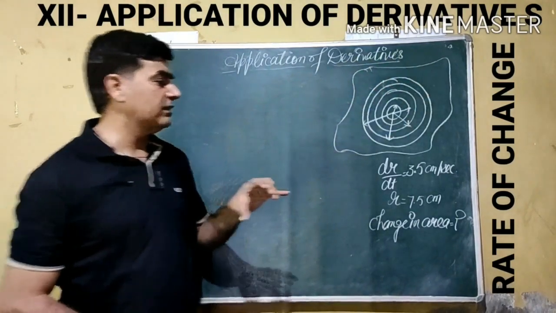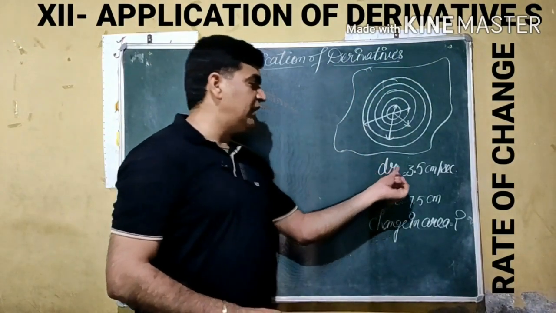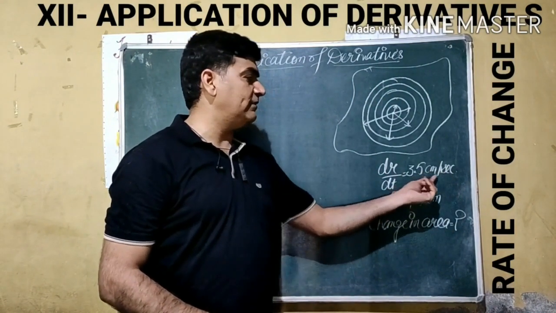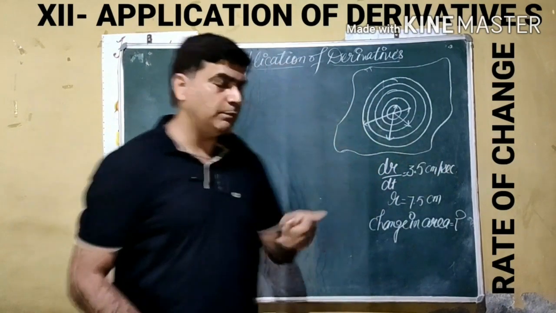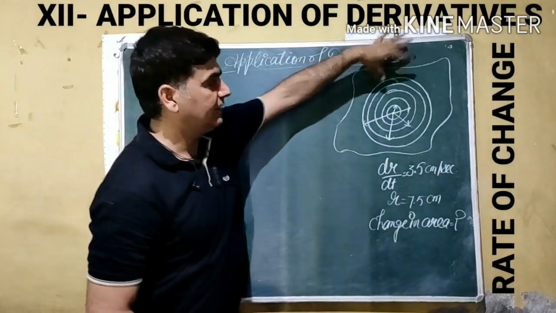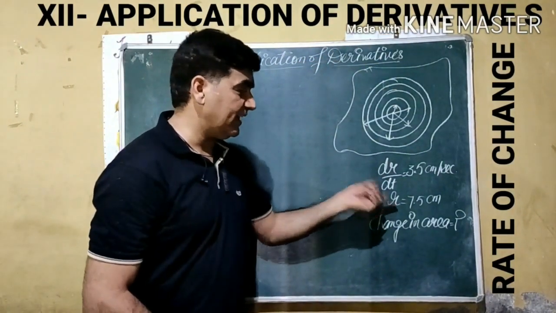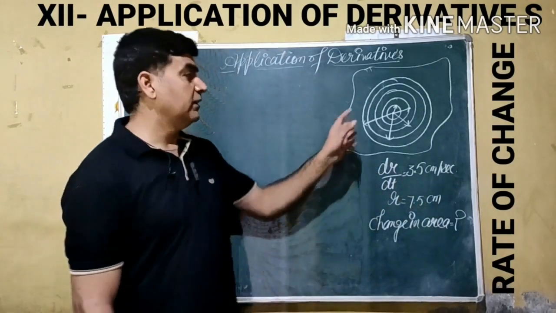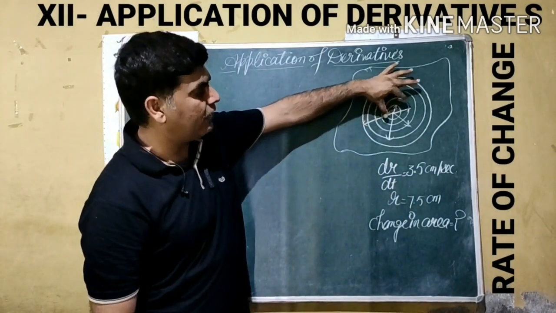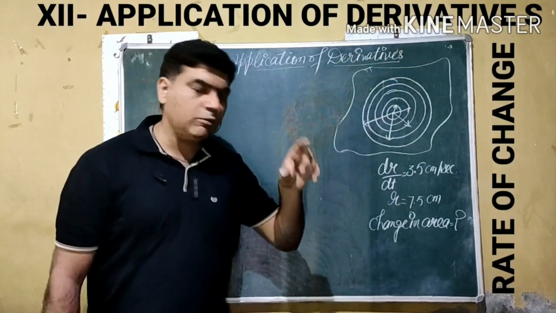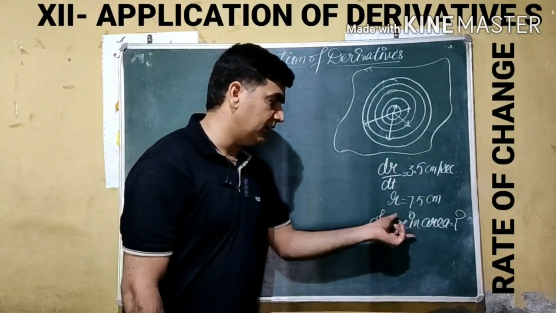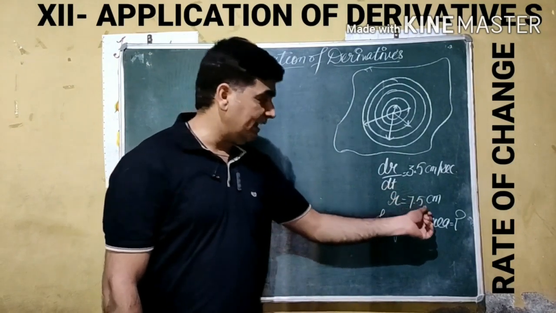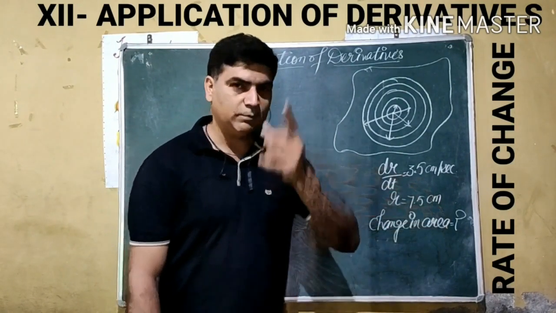Here it is given that the rate of change of radius with respect to time is 3.5 centimeter per second. Radius is given because the shape we observe is a circle. The radius at that time is 7.5 centimeter. As we observe, the circle keeps increasing from inward to outward, so the area covered by the layer also keeps increasing. We have to calculate how much the area is changing when the radius is 7.5 centimeter.